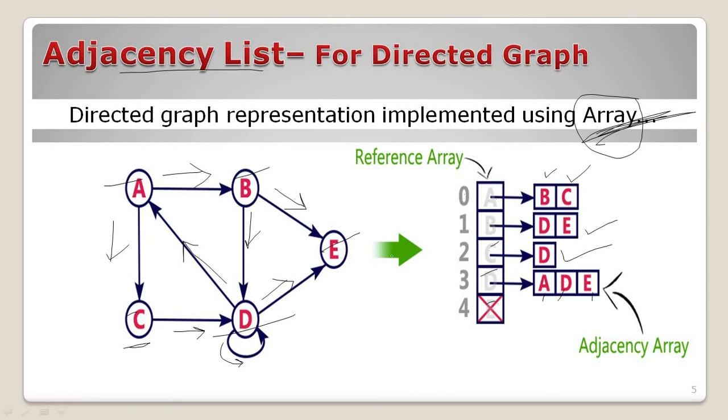And the last one is E. In that case, from E, there is no outgoing edge, so directly we are going to be considering it as null. So like that, we are going to be representing a graph using an adjacency list, and we are using the concept of an array here.